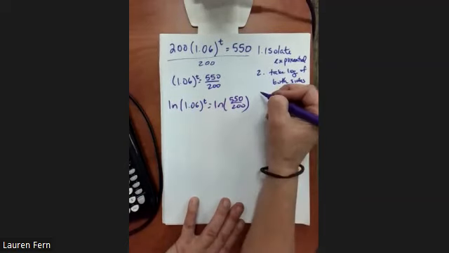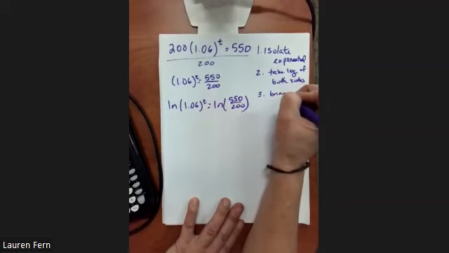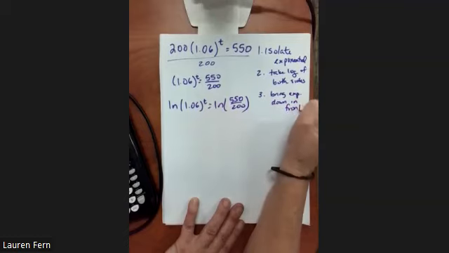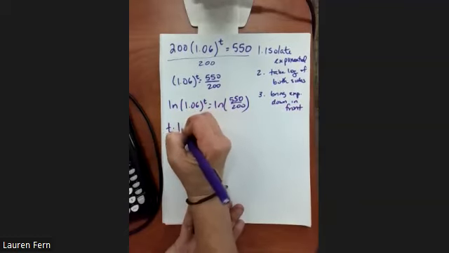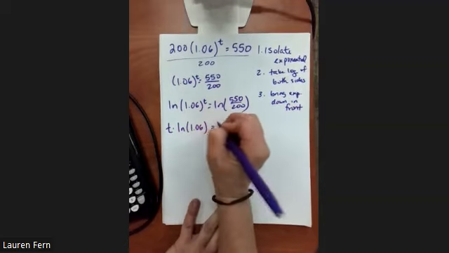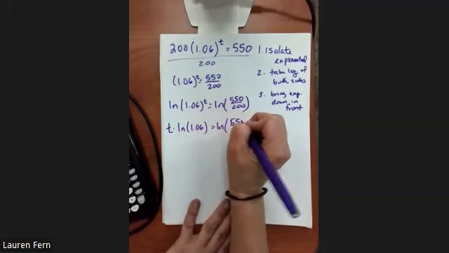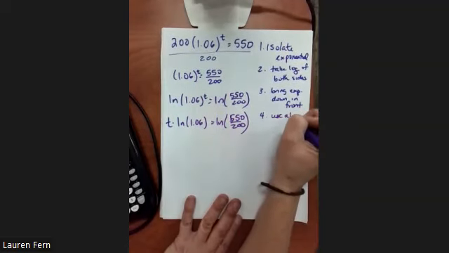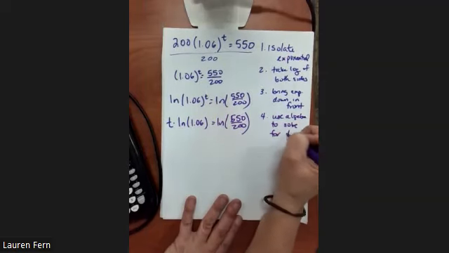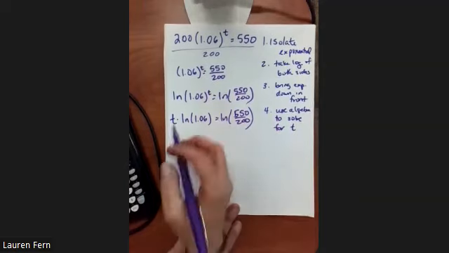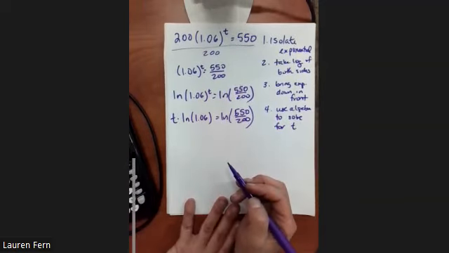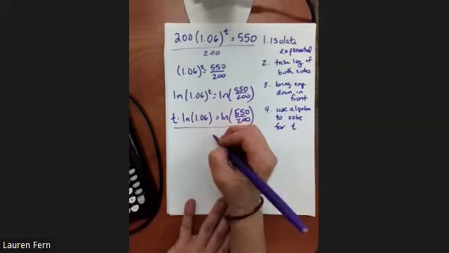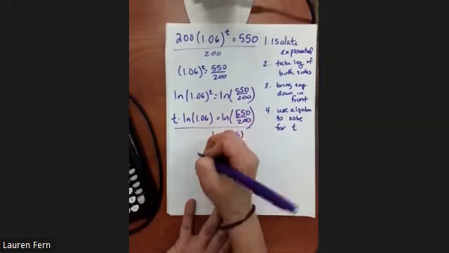Okay, what's the beautiful thing about doing that? Bring your exponent down in front. So we have t times the natural log of 1.06 is the natural log of this stuff. And then, as we said, use algebra to solve for, in this case, t. How would you get t all by its lonesome? Divide both sides by the natural log of 1.06.